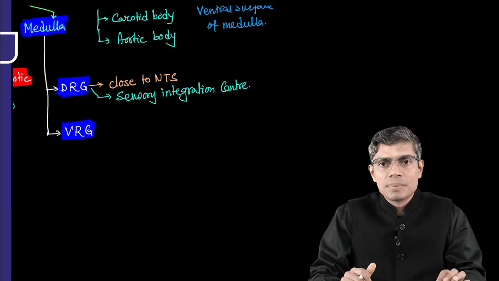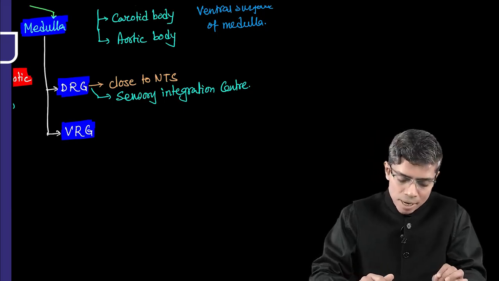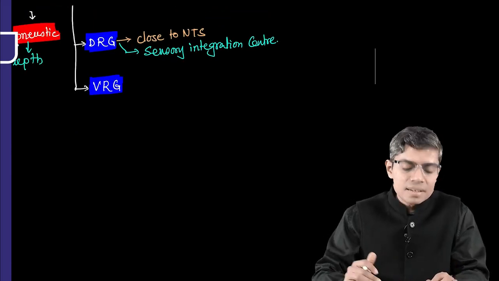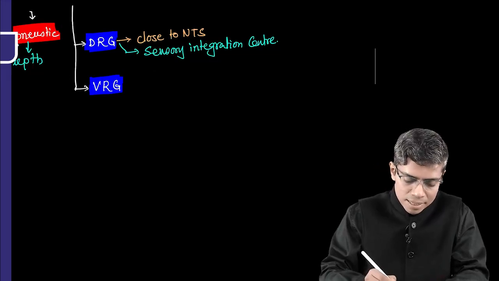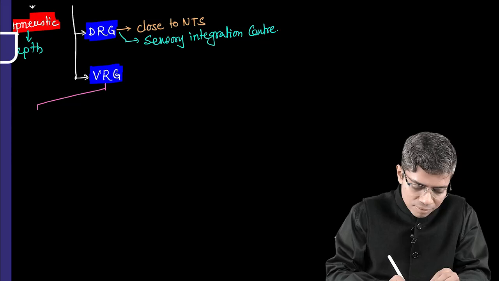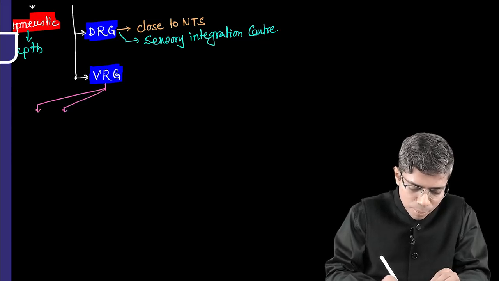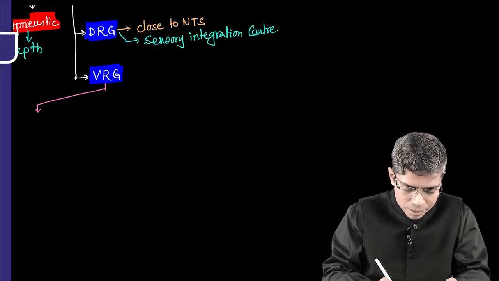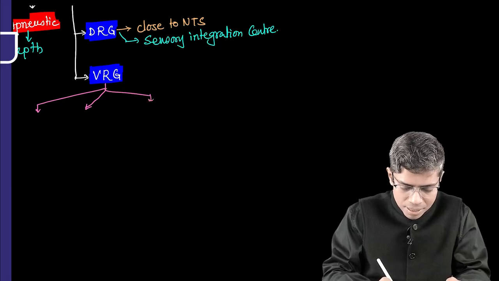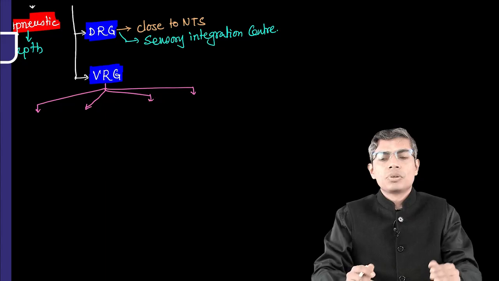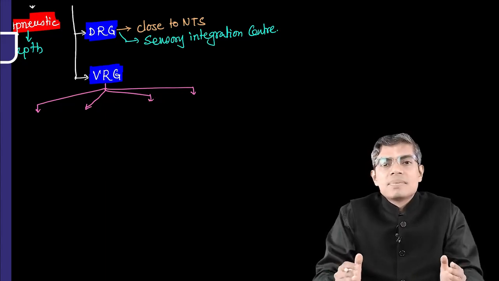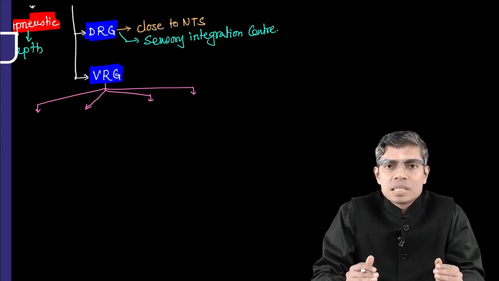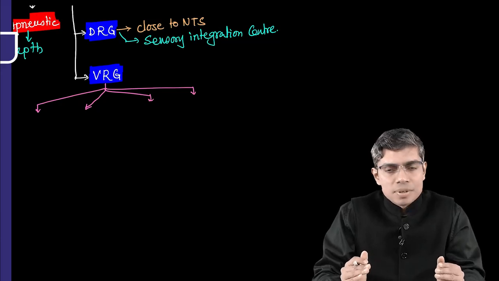It is not responsible for rhythm generation. So where is the respiratory rhythm generated? This ventral respiratory group of neurons has four subdivisions, which means it has four parts, number 1, number 2, number 3 and number 4. All these four parts have different functions, and among these four parts, one part is responsible for the pacemaking activity of respiration.